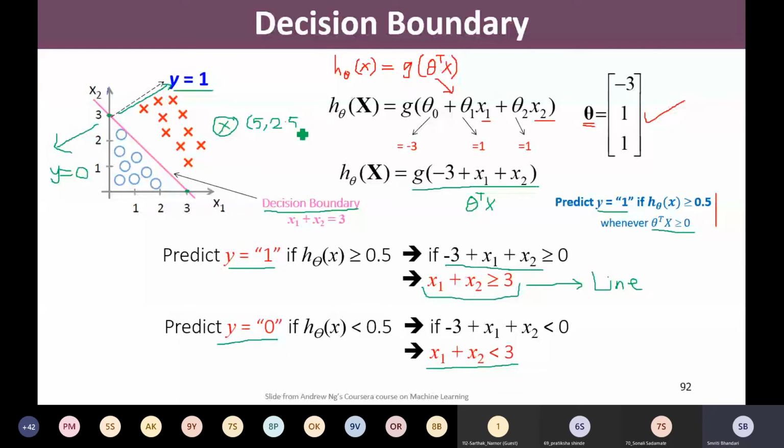So what I am going to do is compute the expression x1 plus x2. x1 is 5 plus x2 is 2.5, so it will give me 7.5. This 7.5 is greater than 3, and that is why I declare that this unknown sample belongs to class 1.